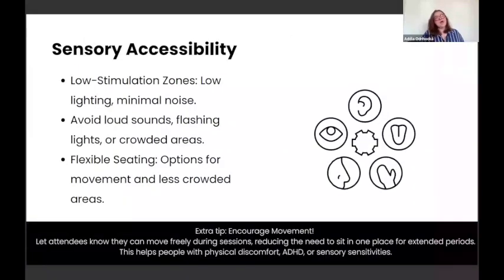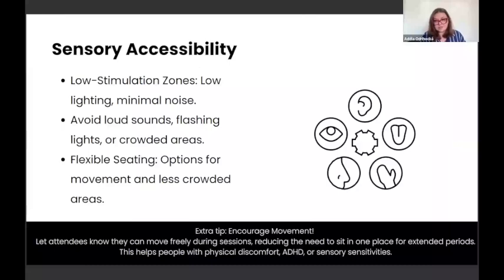Next slide, please. So sensory accessibility: you can establish low stimulation zones with low lighting and minimal noise to accommodate those with sensitivity to sensory input. You can avoid loud sounds and flashing lights.